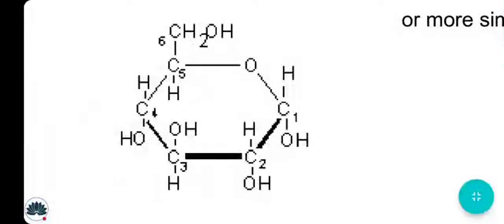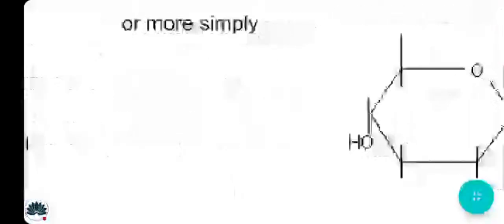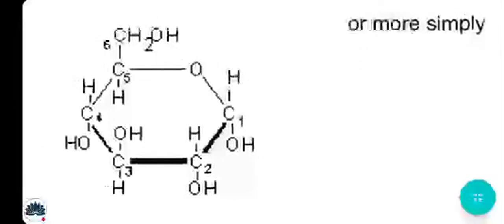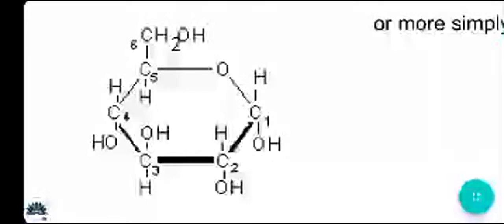All right. When the examiner asks you, you are required to draw it like this, not like that. The examiner can give it to you in the question, but when they ask you to draw it like this, mention which number of carbon is which, like carbon number 1, carbon number 2, 3, 4, 5, 6.